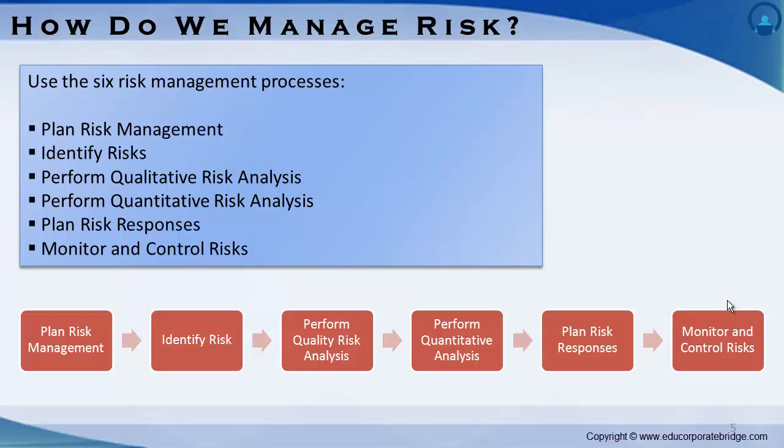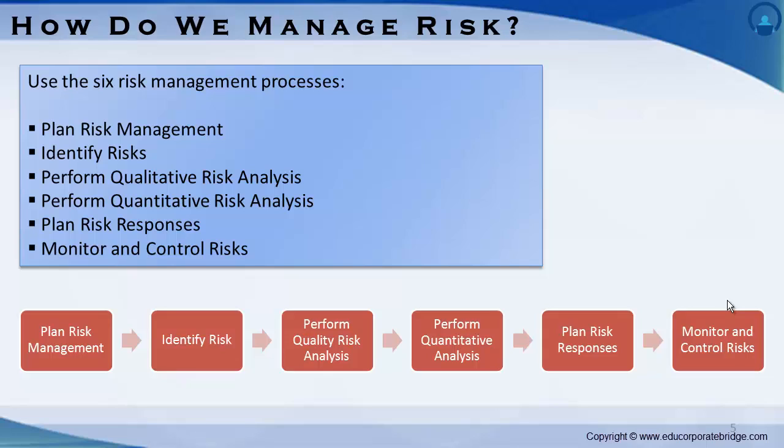Now, how do we manage risk? Risk management is carried out in a project through 6 tightly coupled processes. These processes are: first, plan risk management. The process of defining how to conduct risk management activities for a project is the objective of plan risk management. Second, identify risks. It is the process of determining which risks may affect the project and documenting their characteristics.